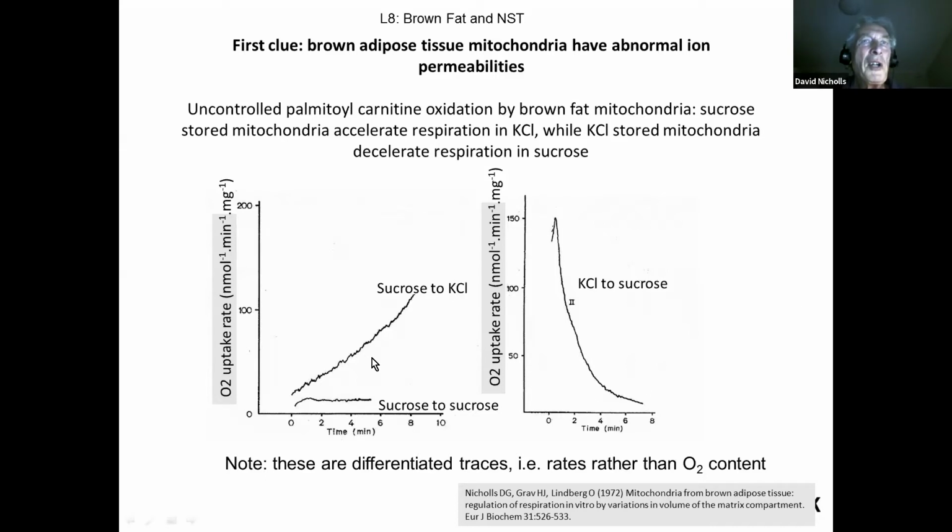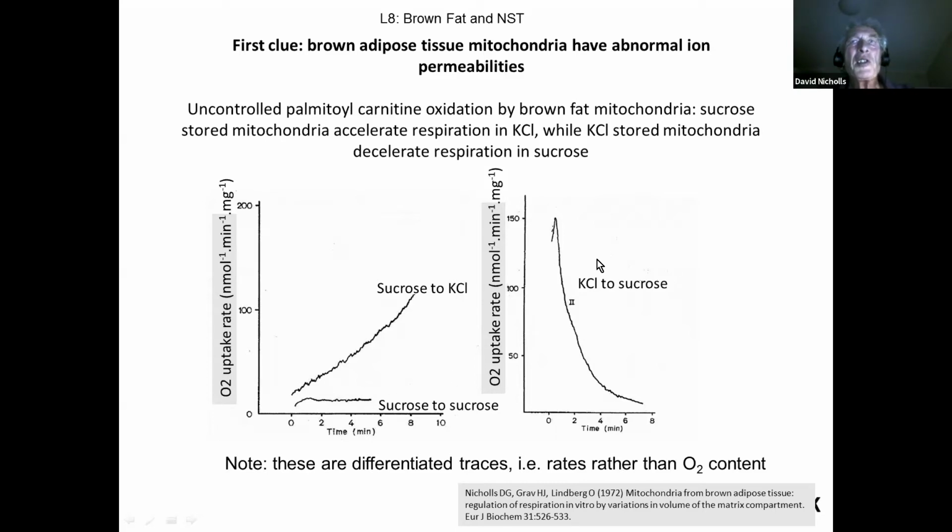And this happened to me very fortuitously when I started working in Stockholm. We were measuring the respiration of brown fat mitochondria oxidizing palmitoyl carnitine, which is a very good substrate. We prepared mitochondria in sucrose, the standard way of preparing them. And what we found, putting them into a normal KCl-based medium, was that the respiration slowly started increasing. This is the rate of respiration here. These days, this would be a Seahorse trace with steadily increasing respiration. They didn't respire in a sucrose medium.